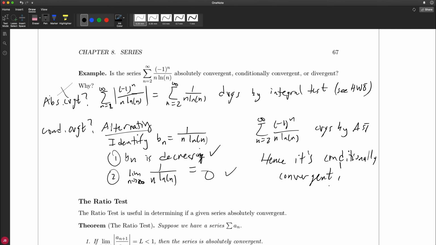Okay, so that's all we have for right now for absolute convergence. We'll get into the ratio and root tests starting in the next video.